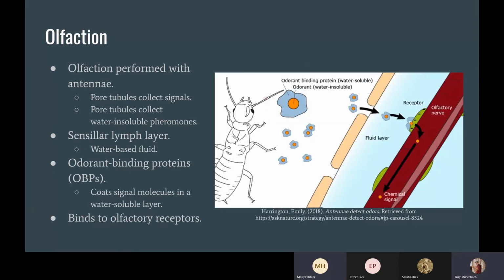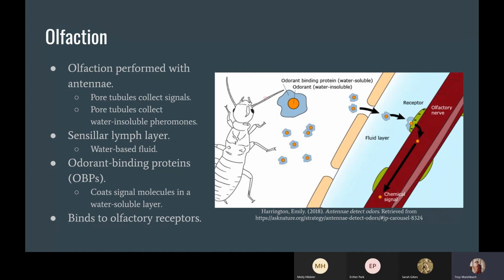While termites do not have a nose, they do use their antennae for olfaction purposes. On the surface of each antenna are multiple pore tubules that are able to collect pheromones and other chemical signal molecules. Inside the antenna surface, there's a micrometer-thin water-based fluid layer known as sensillar lymph. This is what chemical signal molecules must cross before reaching the olfactory nerve and chemoreceptors.